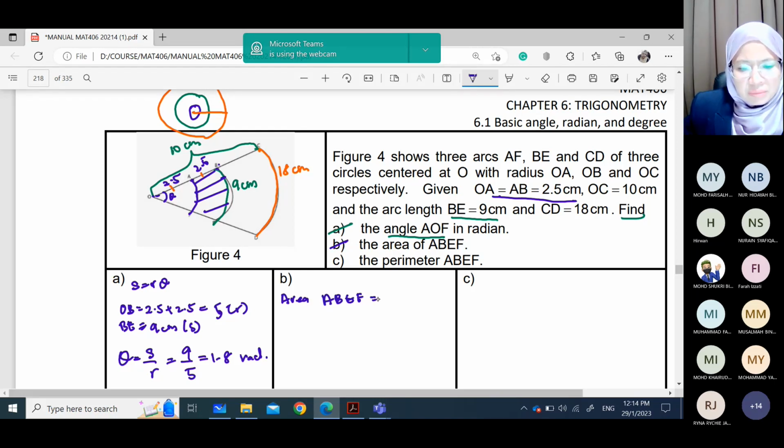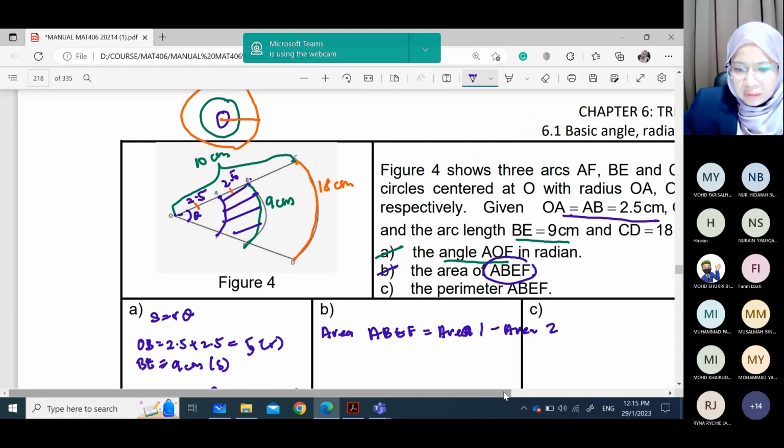Area ABEF sama juga dengan area the whole sector untuk OBE, yang second circle ni, yang kali hijau tu. ABEF sama juga dengan kita letak area 1 lah. So area 1 minus with area 2, area 2 yang kecil tu. So bila besar tolak yang kecil ni, kita akan dapat yang kita shaded tu lah. Okay, sebab dia minta area ABEF. So ABEF yang ni.